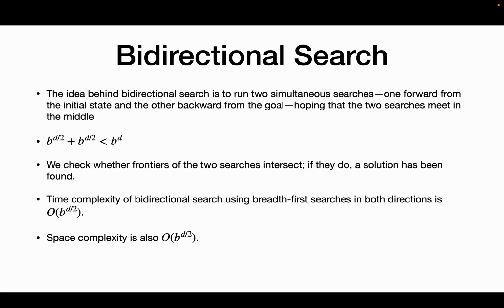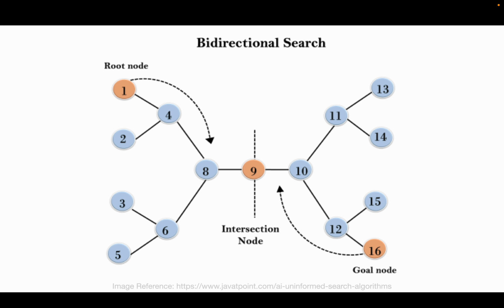As for space complexity, because it follows breadth first search, we are going to store all the nodes in memory, and we are not traversing the whole depth D, we are only traversing half of the depth D. So we will have the same space complexity, order of B power D by 2. Both time and space complexity are order of B power D by 2 in bidirectional search. So space requirement is one of the weaknesses of bidirectional search.